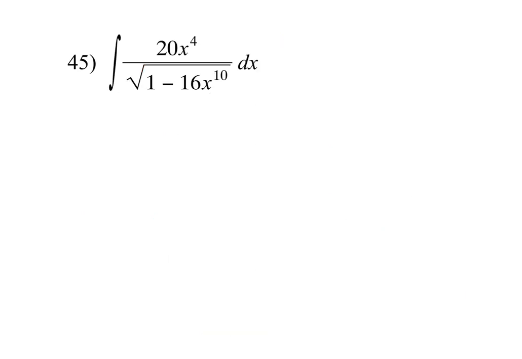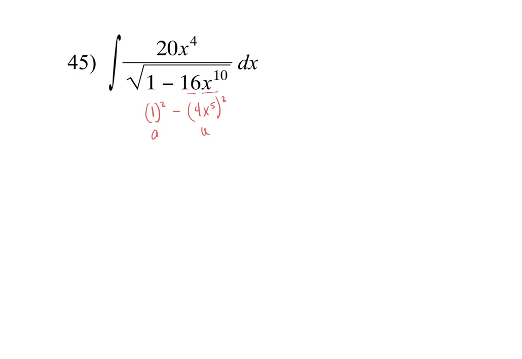So this is going to be an arc sine. So if I were to rewrite this, this is going to be basically 1 squared minus 4x to the 5th squared. Right? So the square root of 16 is 4. The square root of x to the 10th is x to the 5th. You just divide that guy in half. So this is my a, and this is my u.